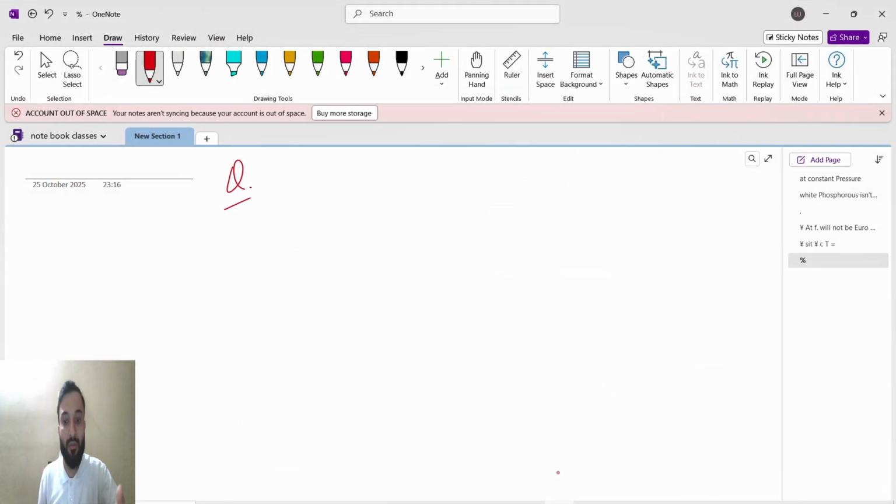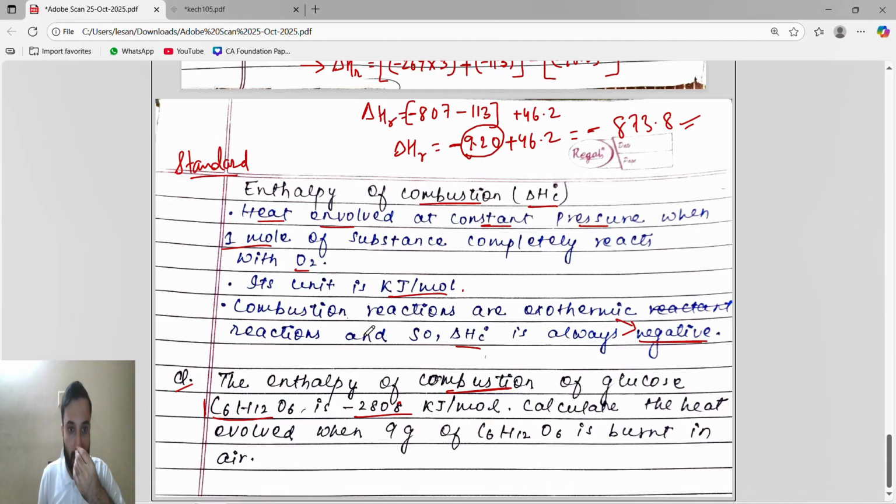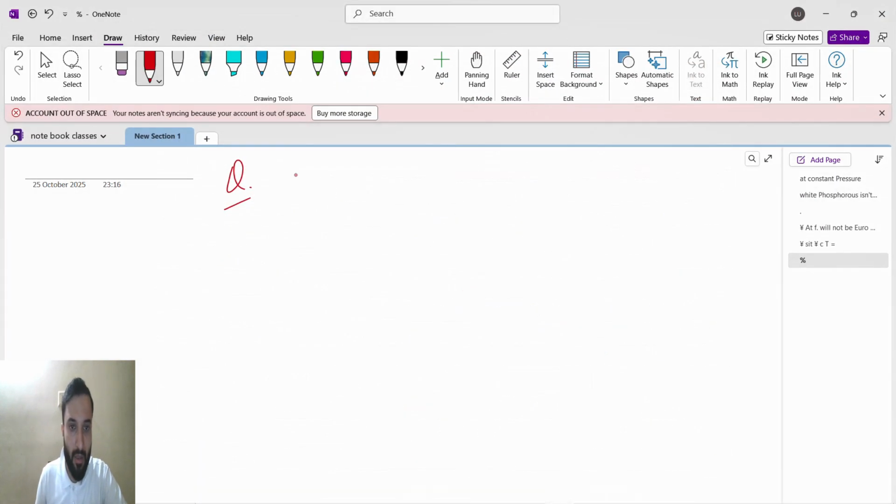So combustion means what? Combustion means 1 mole of substance. So here, combustion of glucose. Glucose means how much is given? We'll take 1 mole of glucose. So the answer is 1 mole of glucose.